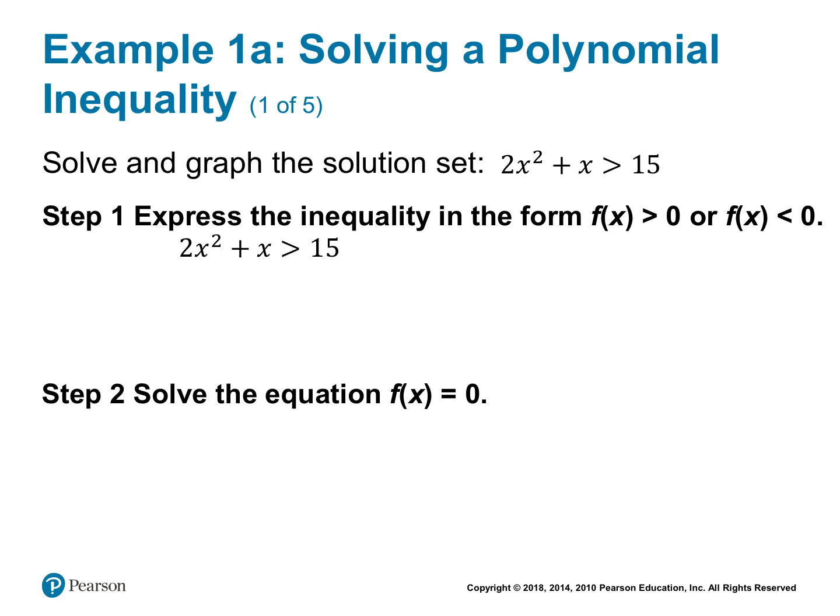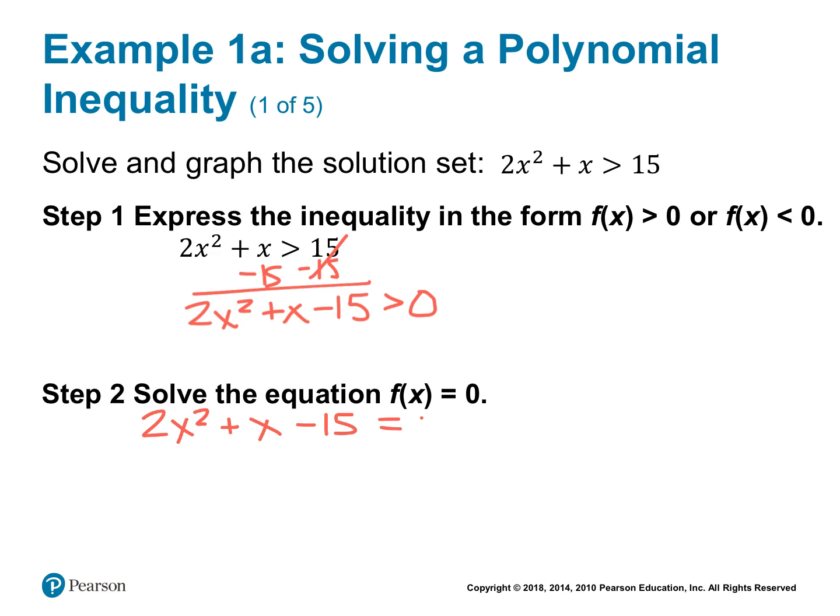So let's go ahead and apply this. Step 1, we have to first make sure that one side has a 0. So we're going to start by moving the 15 over to the other side. So we'd have 2x squared plus x minus 15 is greater than 0. And then we'll solve the equation by setting f of x equal to 0. In this step, you pretty much just ignore the inequality sign for now and figure out if you can factor this to solve for the zeros.